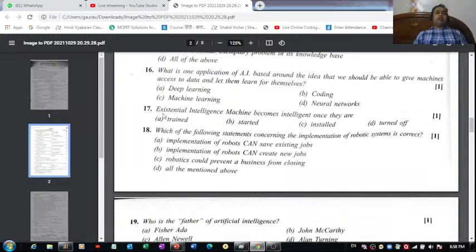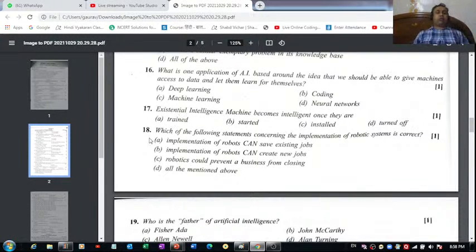Question number 17 is existential intelligence. Machine becomes intelligent once they are. Okay, so machine becomes intelligent once they are, of course, trained. So once it is trained, once we are done with feeding an algorithm into the machine, it becomes intelligent. Now it can analyze the data for which we have made it.